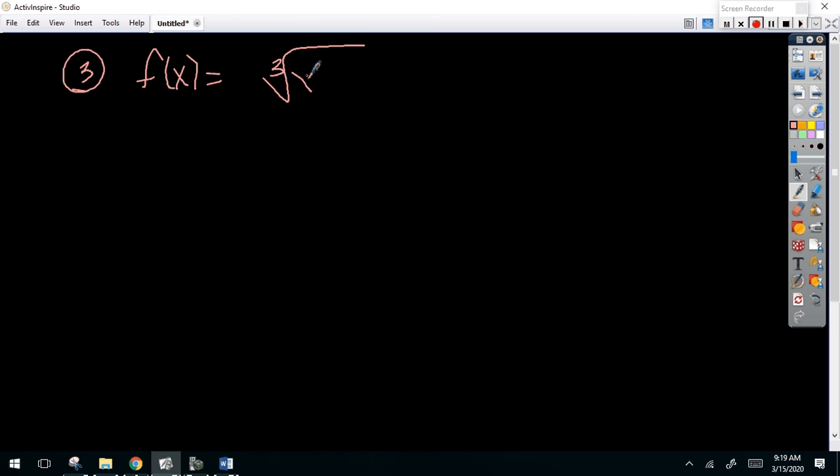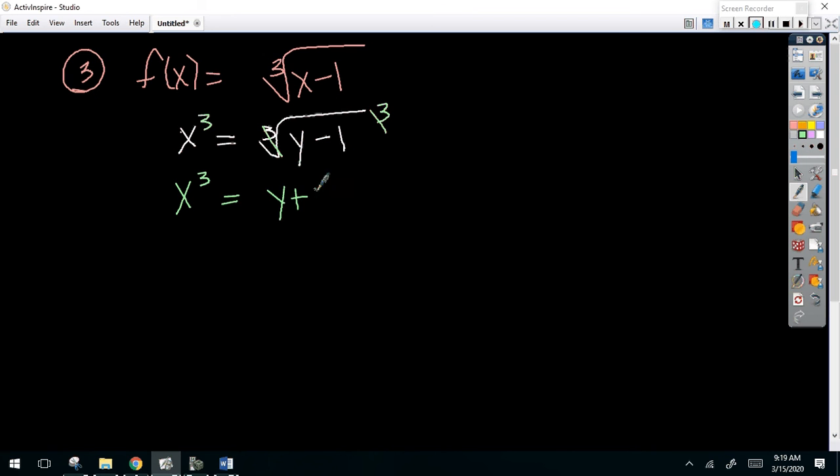Cube root of x minus 1. All right, so again, switch x and y. So I've got x equals the cube root of y minus 1. And so to get y by itself, I need to first get rid of this radical, so I'm going to raise both sides to 3. I get x cubed equals y minus 1.